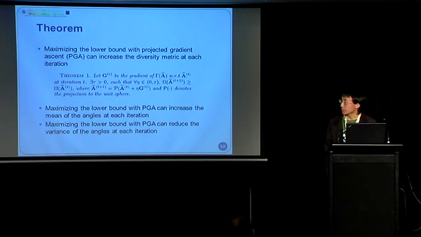A nice property of this optimization solution is that it turns out that maximizing this lower bound with projected gradient ascent can increase this diversity matrix at each iteration. The idea to prove this is, recall that the diversity matrix is composed of two terms, the mean and the variance. So we separately prove that maximizing the lower bound can increase the mean and reduce the variance. So together, at each iteration, we can increase the diversity matrix.